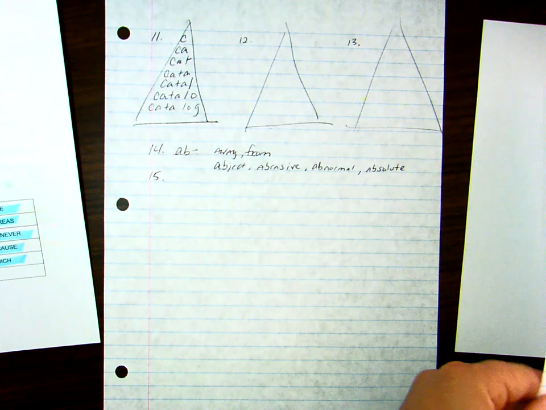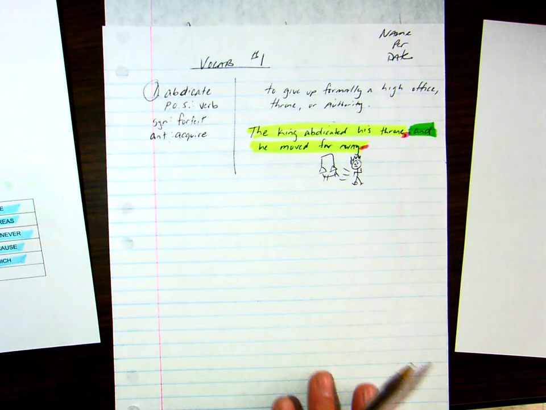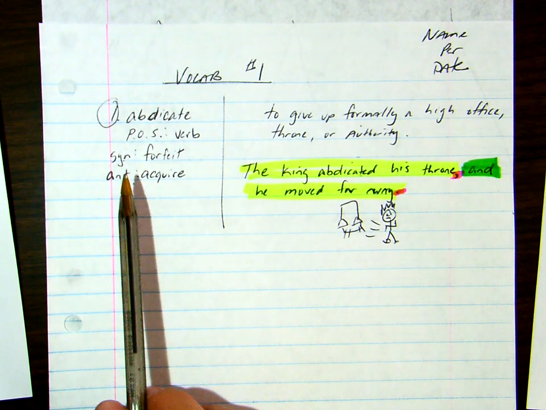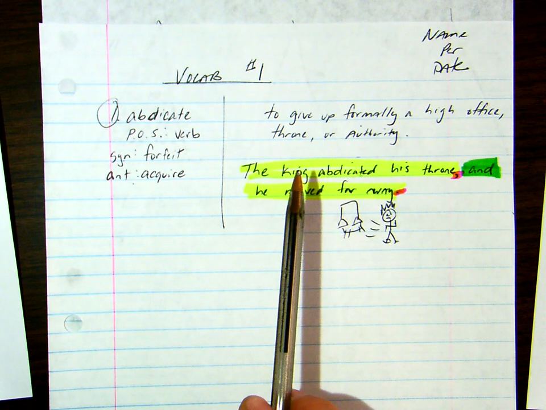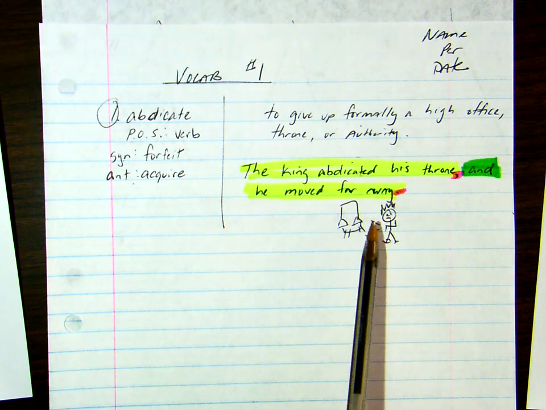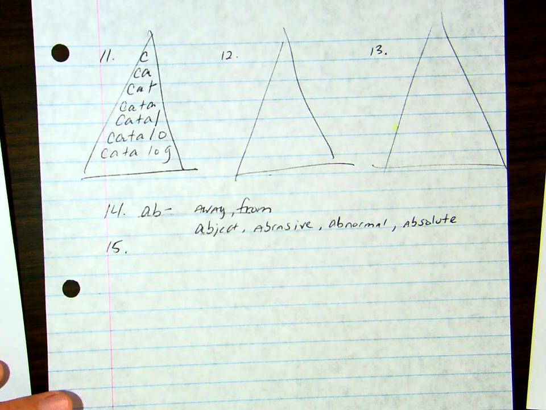So again, to review, numbers 1 through 10 will look like this. You'll have a word, part of speech, synonym, antonym, definition, and a sentence as the teacher directs with a picture. Then 11, 12, and 13 are the pyramids, and 14 and 15 are the roots. Here's an example of a fully completed one by a student.